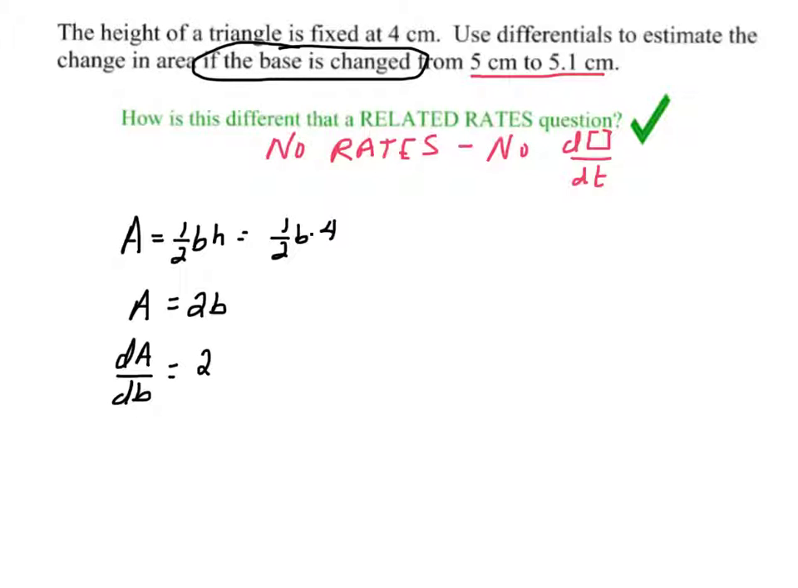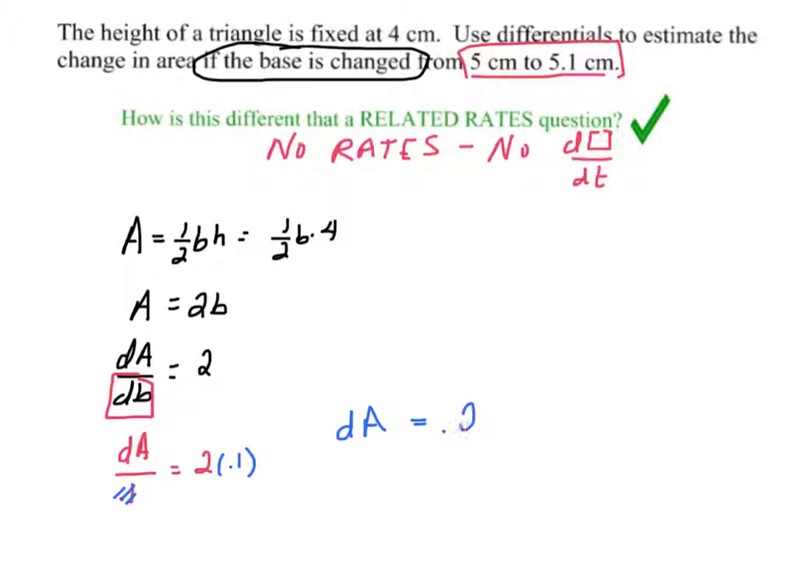Now, how I always think about this is, we're saying the area changes with respect to the base at a rate of 2, okay? Change in area with respect to base is 2. Well, this is change in area, this is change in base. I know what the change in the base was. It was 0.1 because my triangle increased from 5 to 5.1. So I can write this as dA divided by 0.1 equals 2. Multiply both sides by 0.1, and the change in the area I would estimate to be 0.2.